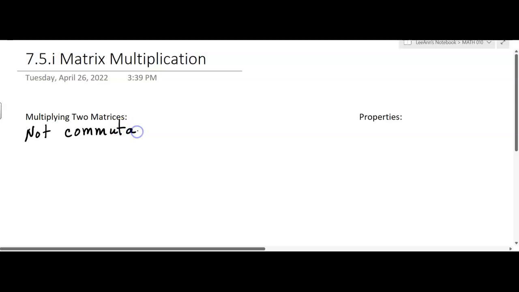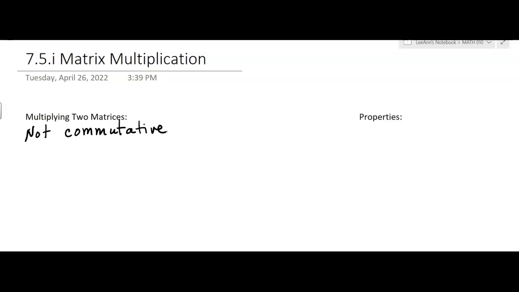So now we're going to look at the other type of multiplication. This is not scalar multiplication, but this is matrix multiplication. It's where we're taking one matrix and multiplying it times another matrix, okay? First of all, it is not commutative. That's really important to remember. A lot of multiplication with real numbers is commutative, but matrix multiplication is not commutative, okay?